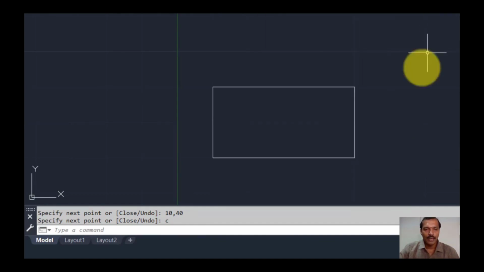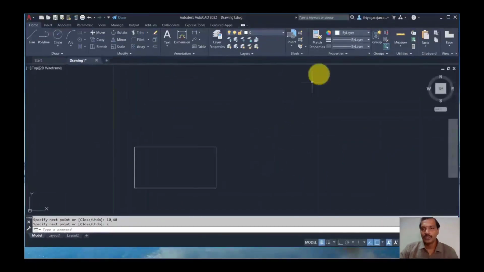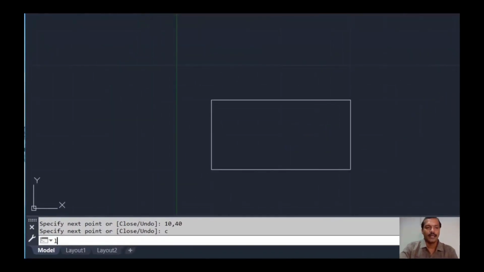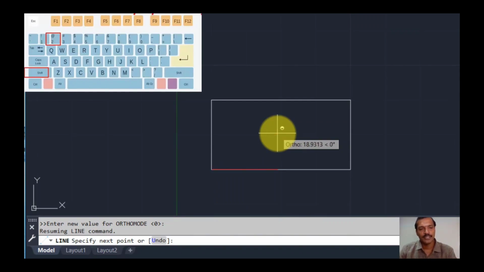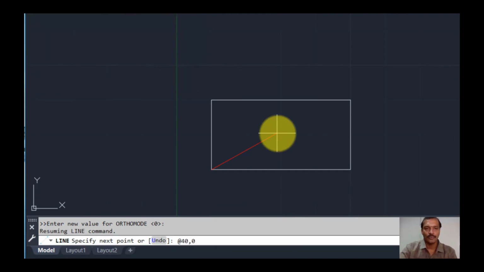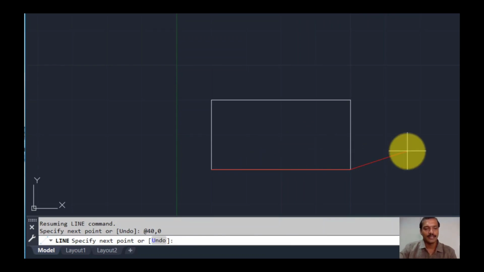Now I am going to draw the same rectangle using the relative method. Let me check whether I am getting the same rectangle or not. I am going to change the color, and let me change the thickness also. Now line, first point as usual 10, 20. See, it is taking the same point 10, 20. Now I'm going to use at the rate, that means shift and press the number 2. At the rate, you give x distance 40, y distance 0. See, now I got the line. Similarly, at x 0, y 20. See, there I got exactly what I wanted.